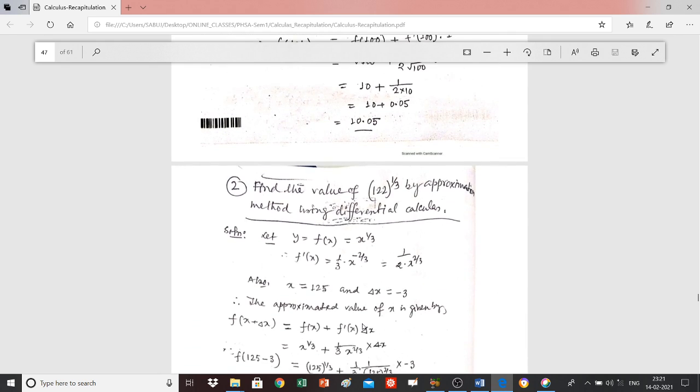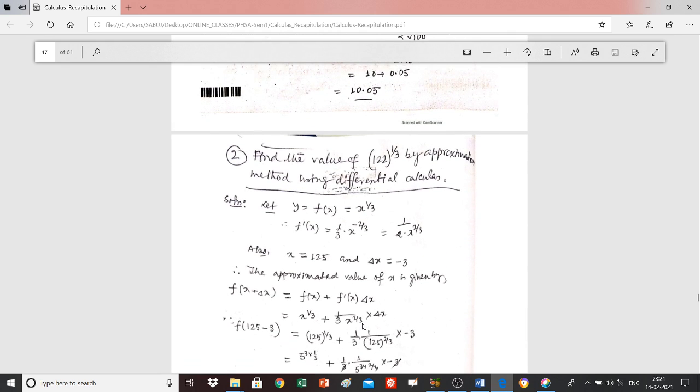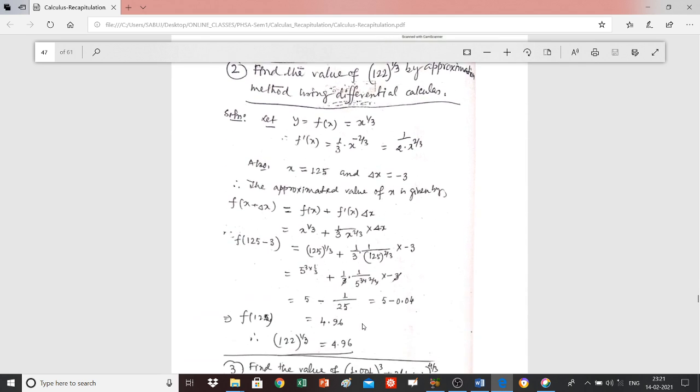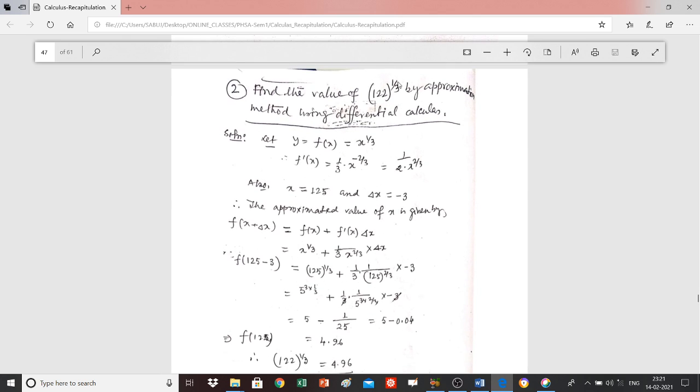Now find the value of 122 to the power 1/3 by the approximation method using differential calculus. Let y is equal to f(x), that is equal to x to the power 1/3, because in this case the power is 1/3. So if you use the value as x, it should be x to the power 1/3. And since it is 122, and 122 can be written as 125 minus 3, here x can be taken as 125 and delta x can be taken as minus 3. That is, x is equal to 125 and delta x is equal to minus 3.